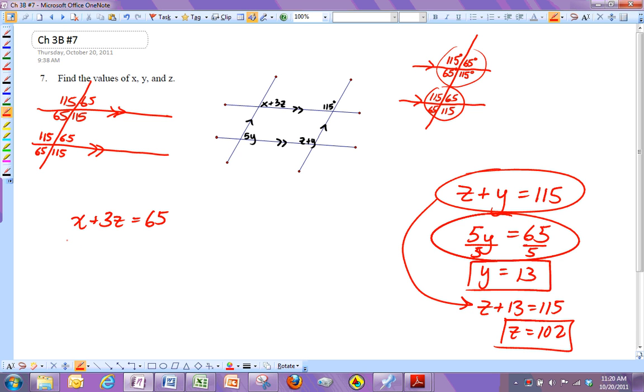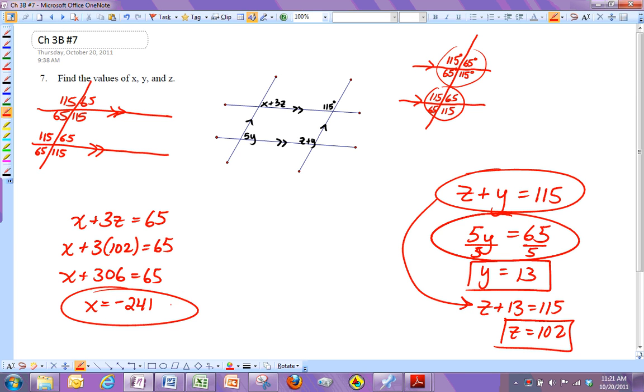And I already know that z is 102. So x plus 3 times 102 equals 65. So x plus 306 equals 65. If I subtract 306 from both sides, I get negative 241.